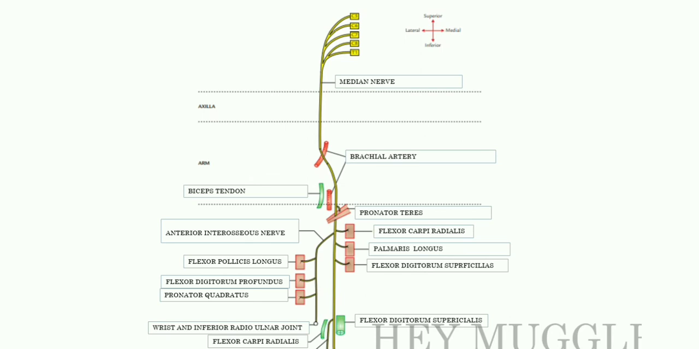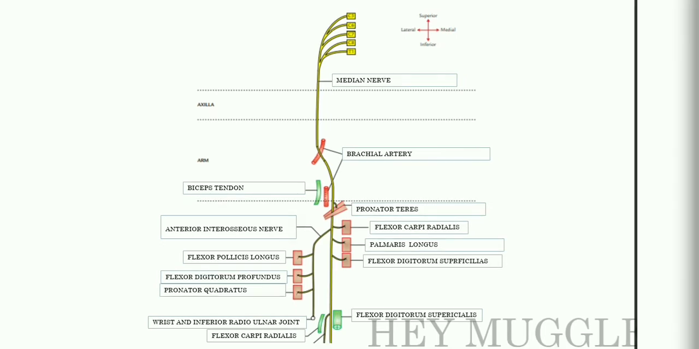The anterior interosseous nerve is motor and it supplies two and a half muscles: flexor pollicis longus, flexor digitorum profundus and pronator quadratus, right? And it gives articular branches to wrist and inferior radioulnar joint. Then it passes between the tendon of flexor digitorum superficialis and flexor carpi radialis, right?